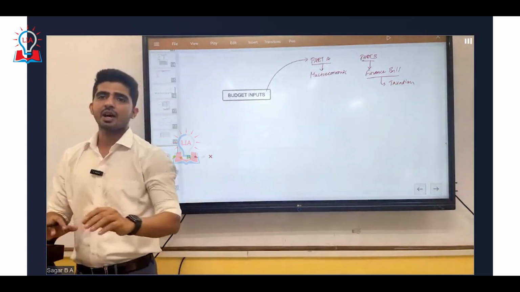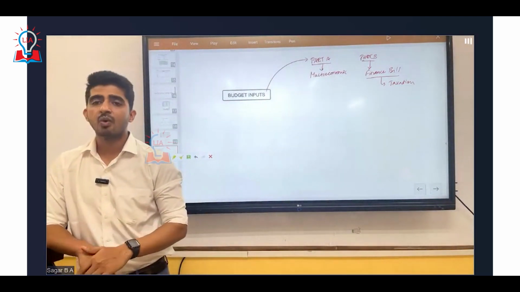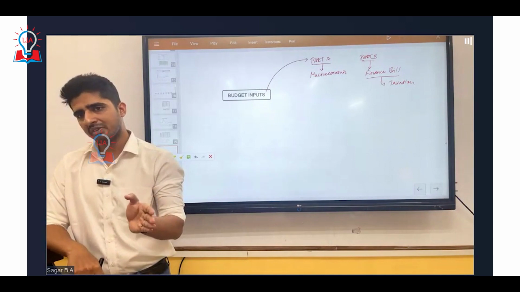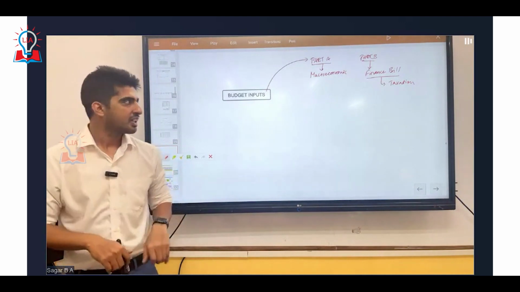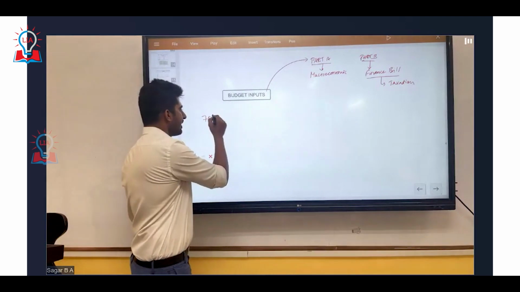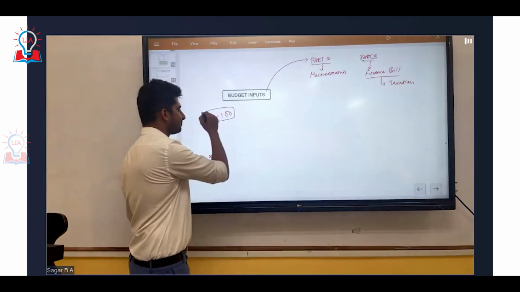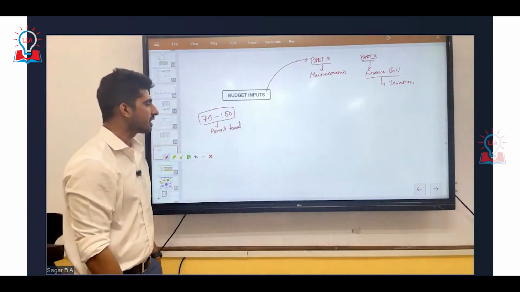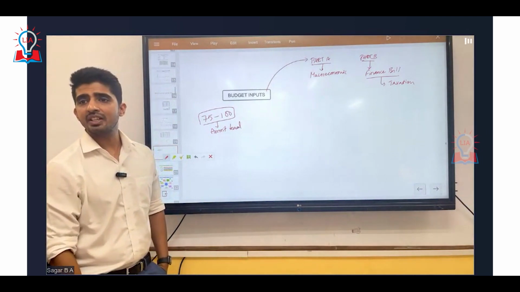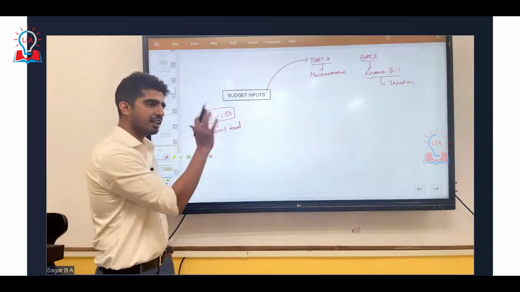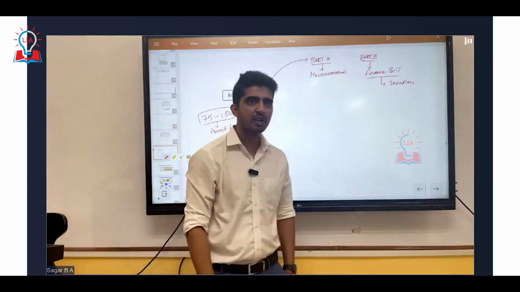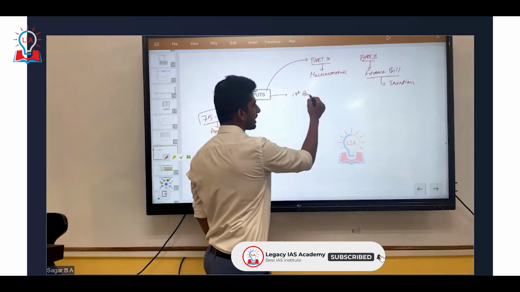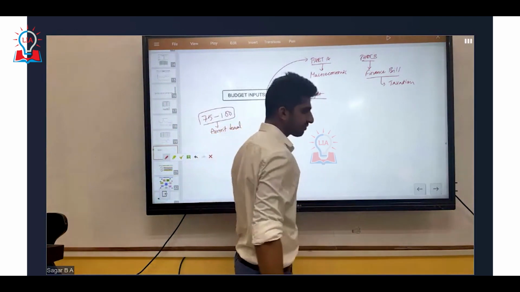This is the first budget for the Amrit Kal. What is Amrit Kal? The moment you hear the word Amrit, it is related to 75. 75 to 100 is known as the Amrit Kal. What is 75? 75th year of independence, from here to the 100th year. It is considered Amrit Kal by the government of India. This is the first budget in Amrit Kal.